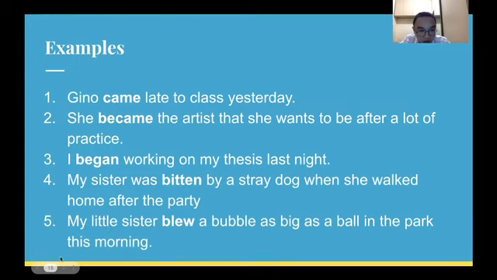The examples: number one, Gino came late to class yesterday. She became the artist that she wanted to be after a lot of practice. I began working on my thesis last night. My sister was bitten by a stray dog when she walked home after the party. My little sister blew a bubble as big as a ball in the park this morning.